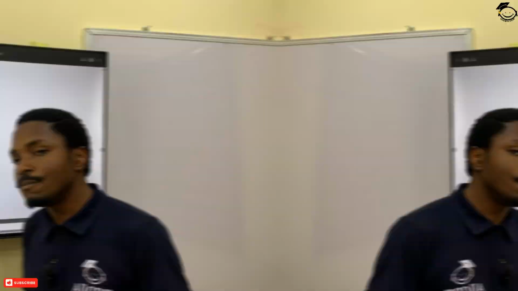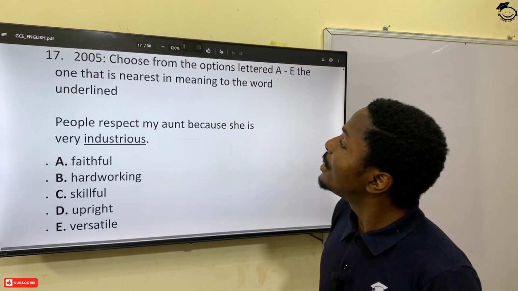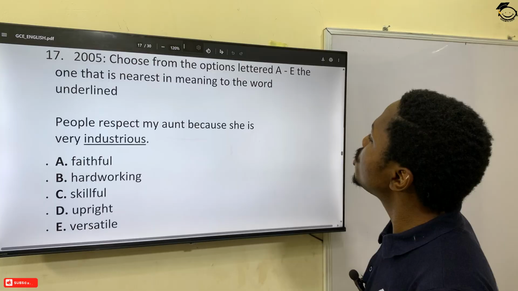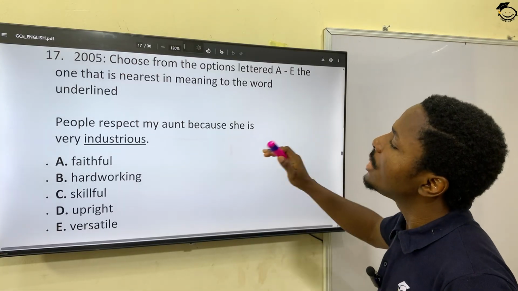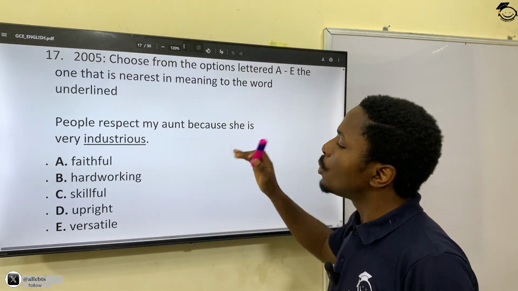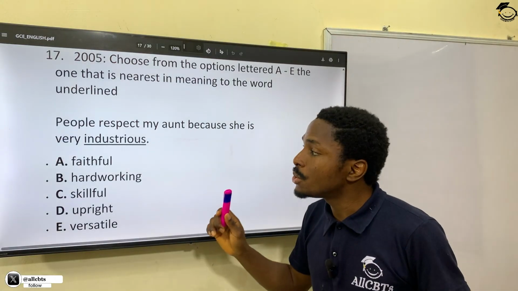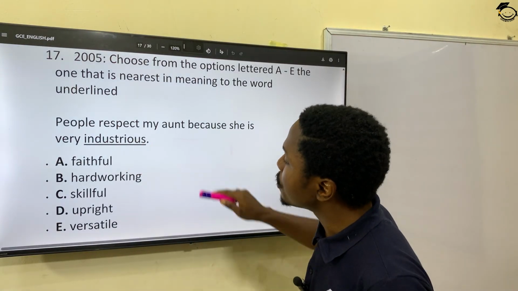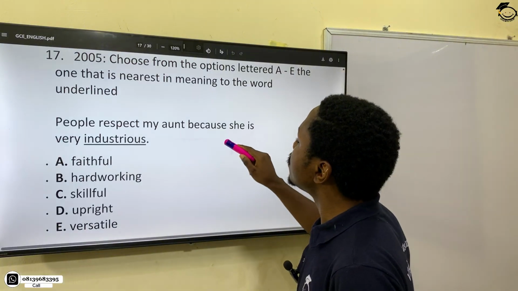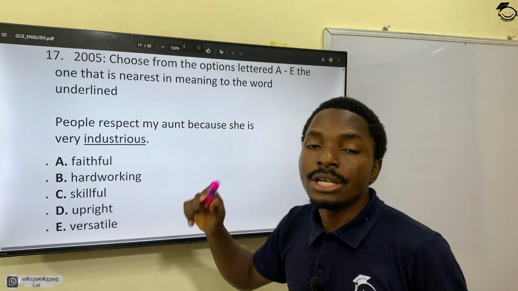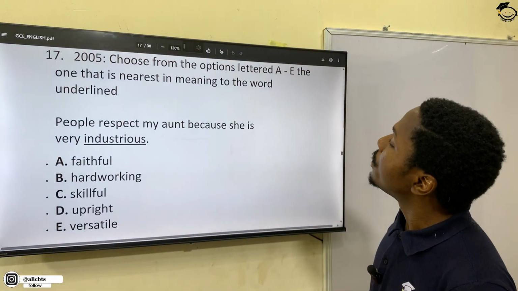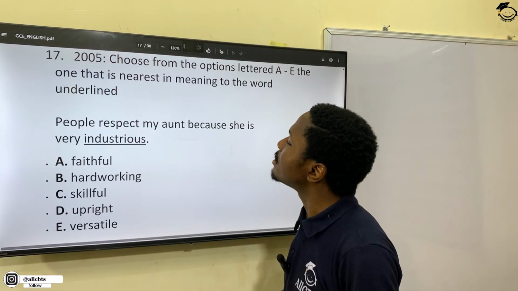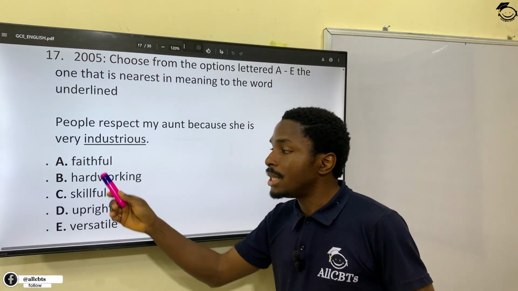Now let's continue. Question 17 from 2005. Choose from the options letter A to E the one that is nearest in meaning to the word underlined. What's the word underlined? Industrious. People respect my aunt because she's very industrious. So what's the one that is nearest in meaning to industrious from this?